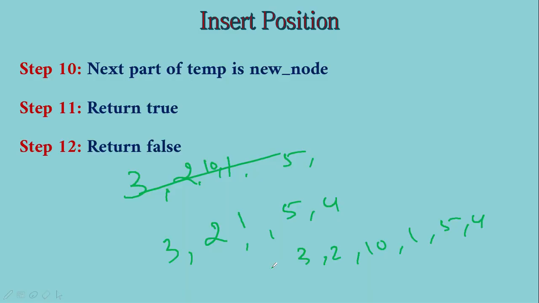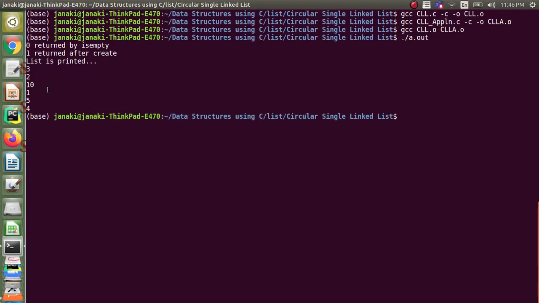So we can check whether the desired output is got or not. 3, 2, 10, 1, 5, 4. So we have got it.